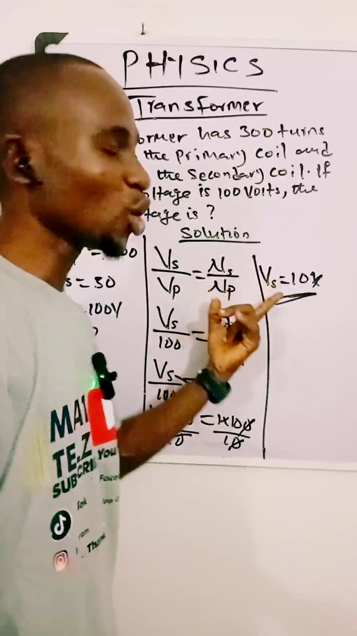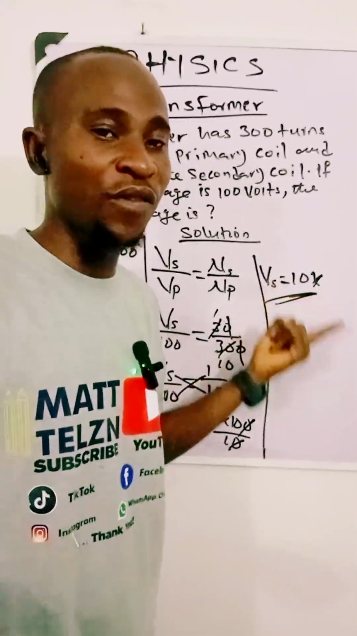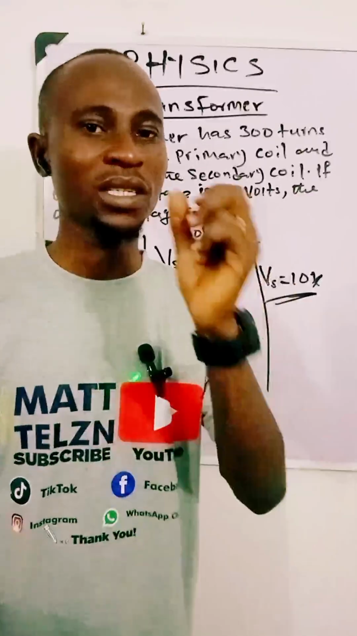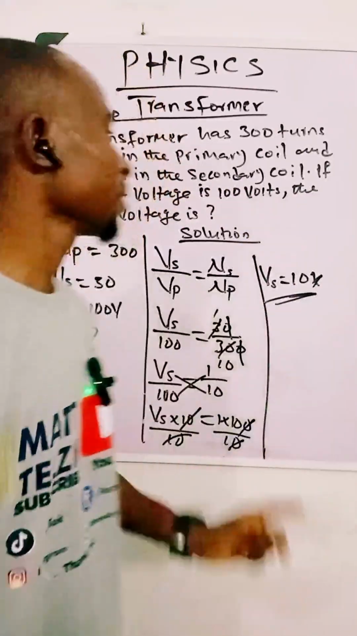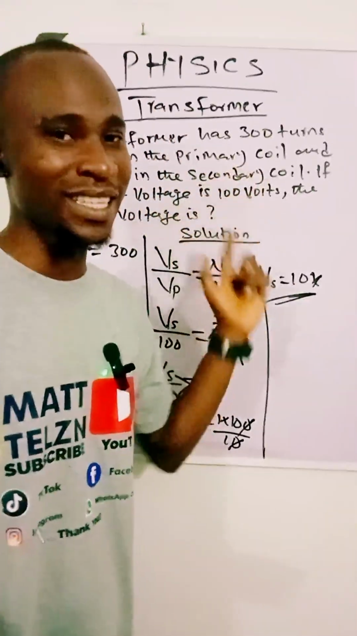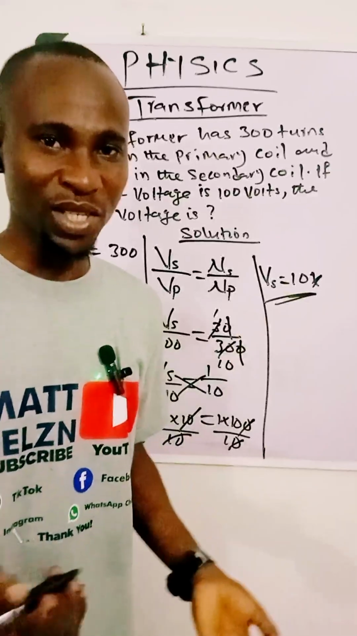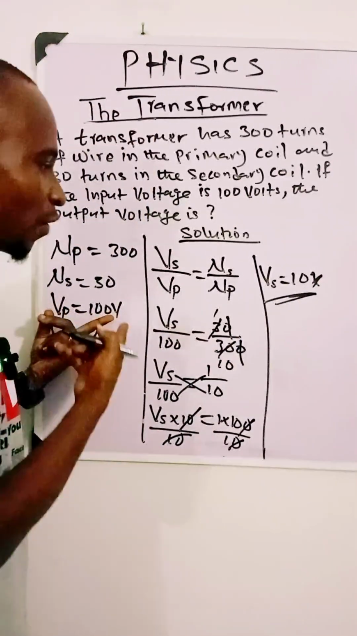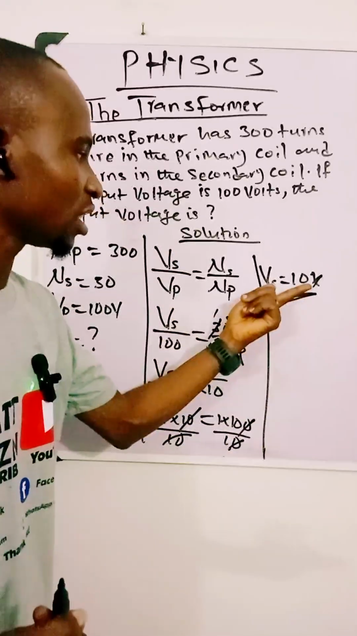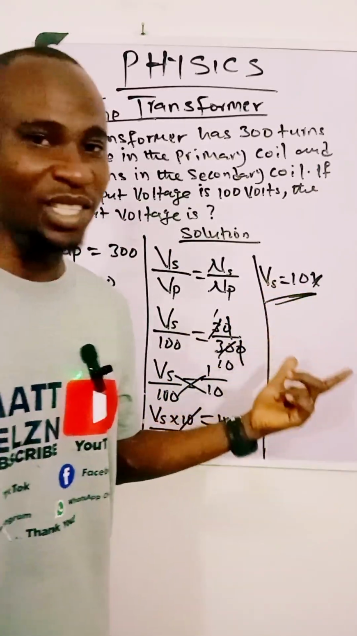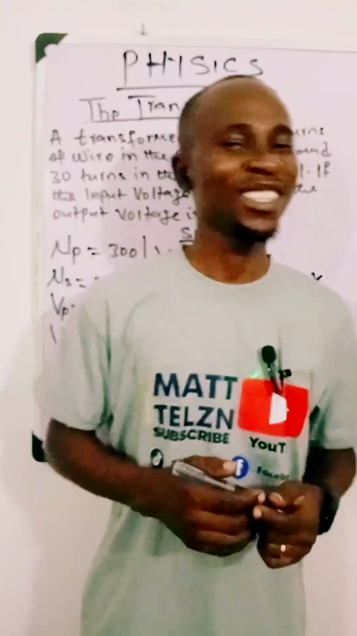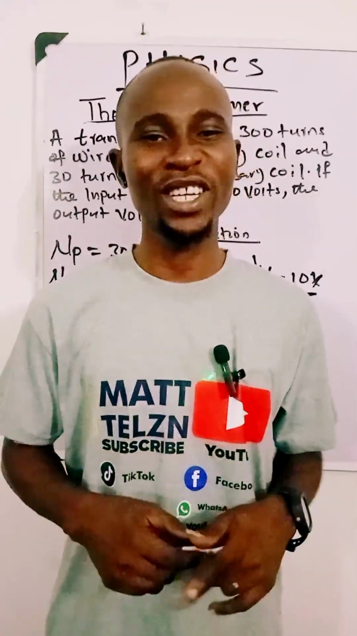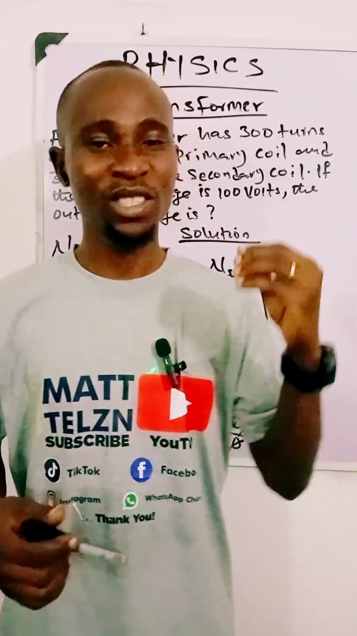Now, what does this information, this 10 volts, tell us about this transformer? What this simply means is that the type of transformer I have here is a step down transformer. Look at it. The input voltage is 100 volts. The output voltage is 10 volts. This is what? A step down transformer. Okay, and this is how to perform simple calculation related to transformers.